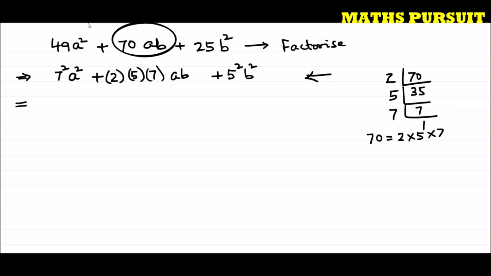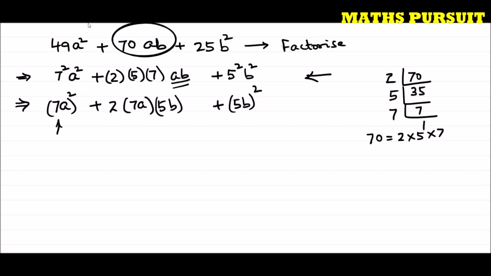Now let us see what we are going to do in this step. 7 to the power 2 a to the power 2 I can write as 7a to the power 2. Now guys, you could see that here we got 7a. I am going to write the 7 from here and the a from here, so this is 7a. Now 5 to the power 2 b to the power 2 is nothing but 5b to the power 2. So I am again going to write 5b, getting 5 from here and pulling b from here. So I could write this as 7a to the power 2 plus 2 into 7a into 5b plus 5b to the power 2.